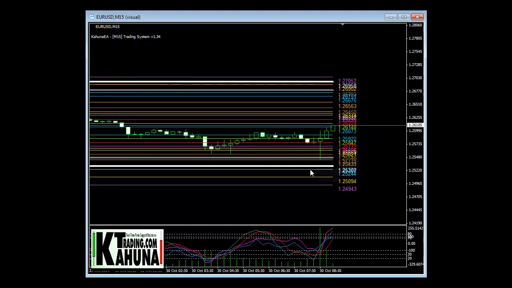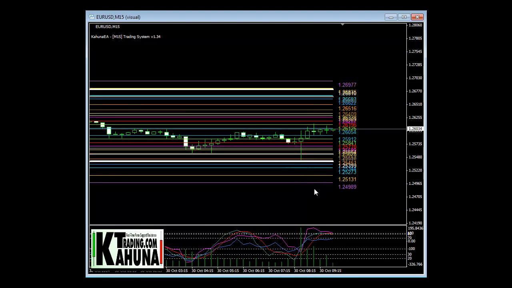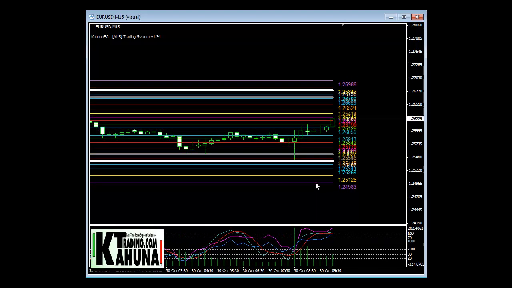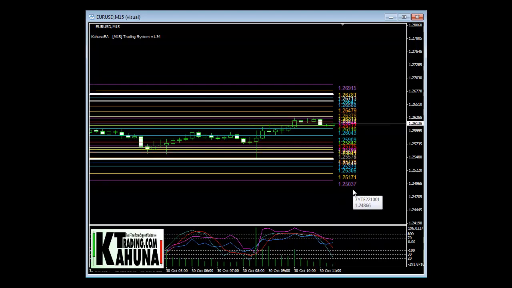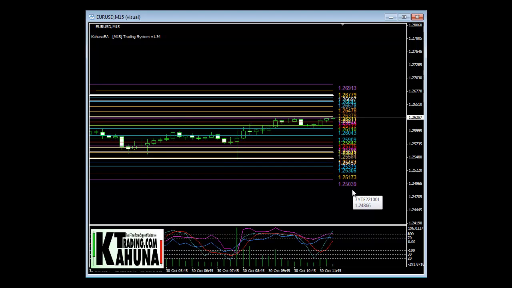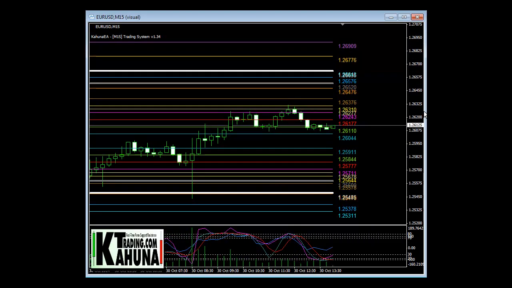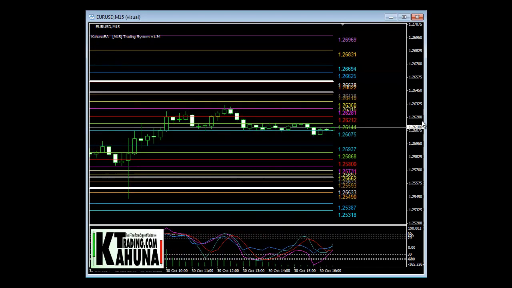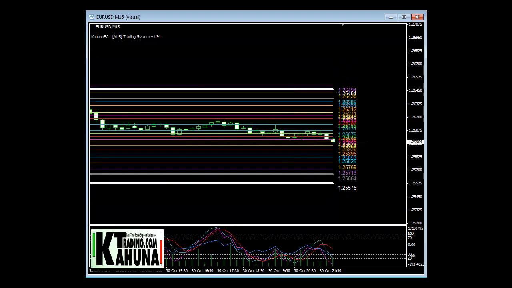I think that's one of the first times I've ever seen the white line go below the purple line at the very outside here. It's pretty rare, and you notice we've come back quite a ways here. Okay, so that's 5 minutes of Euro. We'll grab another pair and we'll be right back.